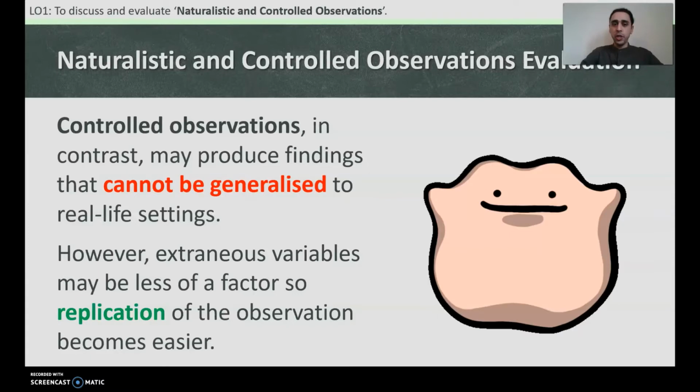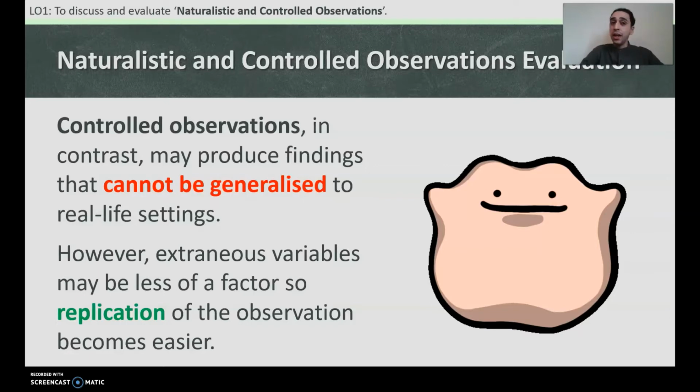In controlled observations, in contrast, it may produce findings that cannot be generalized to real-life settings. Because it's in a controlled environment, because you could say a piece of research is in a lab, for example, you might say that people might not act as themselves. They know they're being observed, therefore there might be demand characteristics, therefore the findings might not be able to be generalized to a real-life setting.